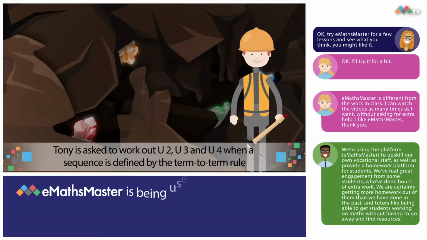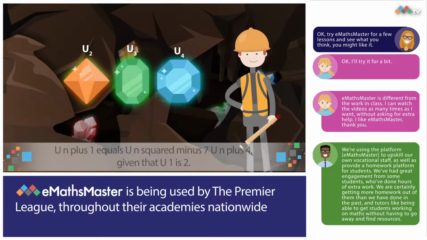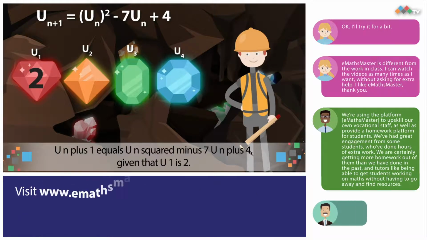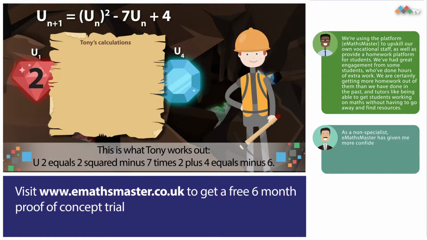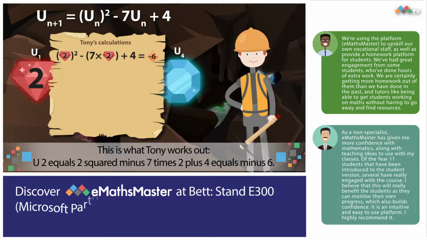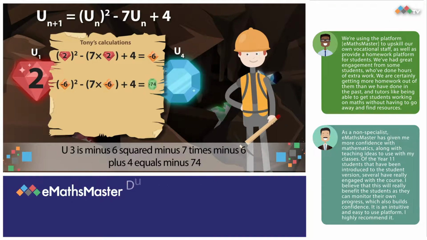Tony is asked to work out u2, u3 and u4 when a sequence is defined by the term-to-term rule u(n+1) equals un squared minus 7un plus 4, given that u1 is 2. This is what Tony works out. u2 equals 2 squared minus 7 times 2 plus 4 equals -6. u3 is -6 squared minus 7 times -6 plus 4 equals -74.